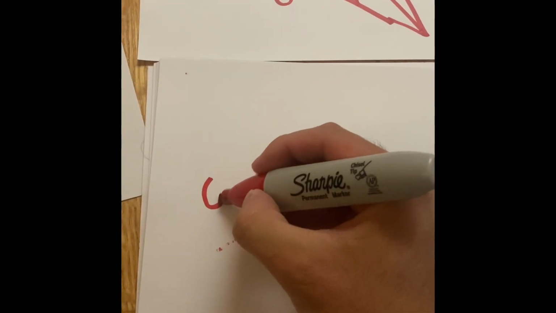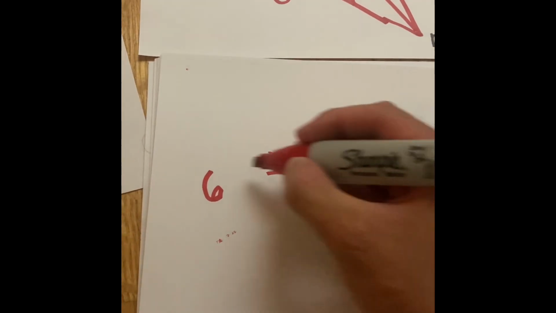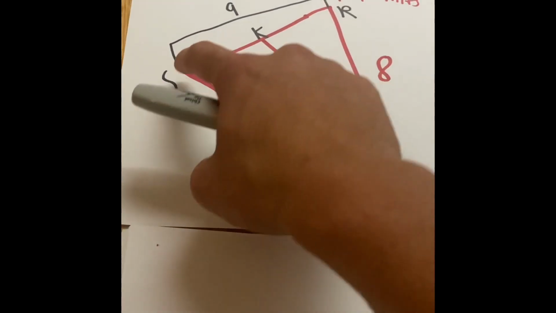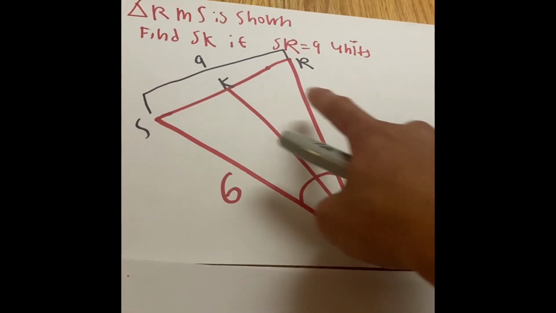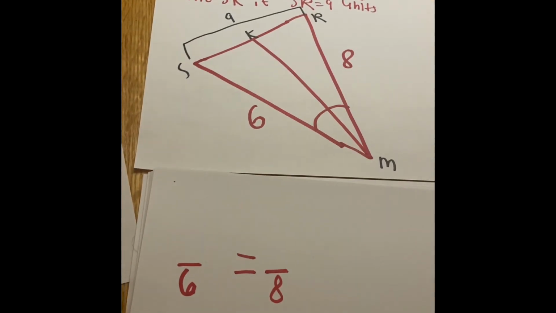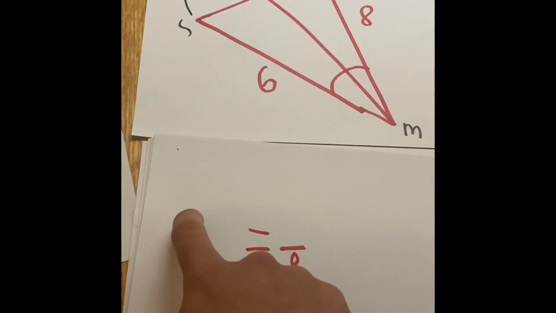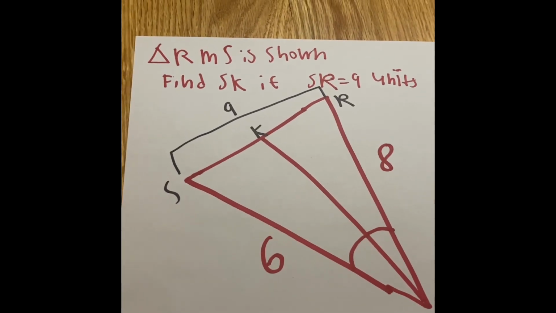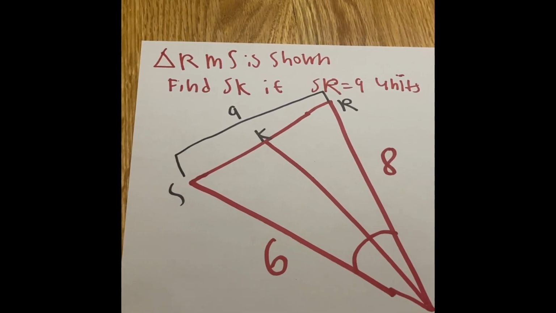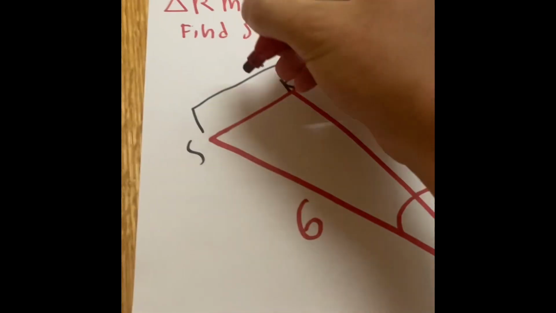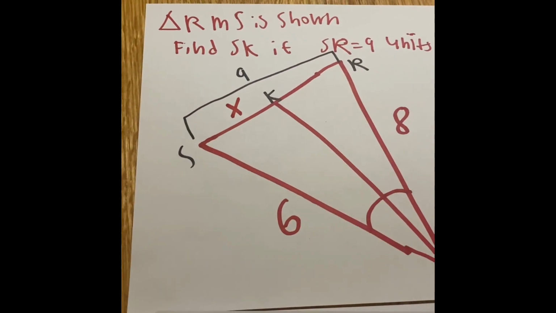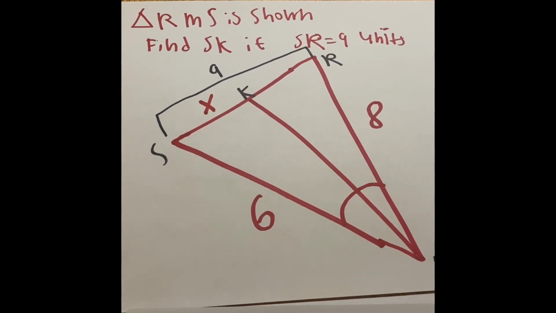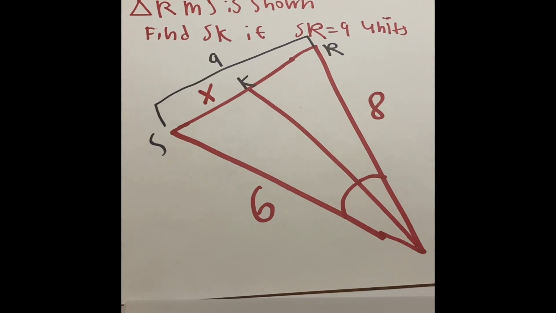We are going to put 6 and 8 on both sides. The reason is that 6 is going to correspond with SK and 8 is going to correspond with KR. So we have SK here and KR there. But if the whole SR is 9, what are we going to do? We're trying to find SK in the first place, so we're going to put X right there. But to find the other part, we need the difference between 9 and X.